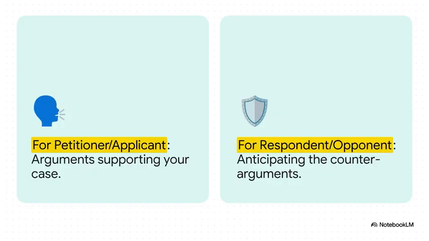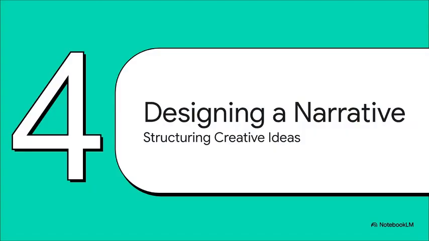It's like a chessboard. It forces you to not only plan your own moves, but to think about your opponent's moves too. By systematically mapping out all the arguments for the other side, you can find the weaknesses in your own case before anyone else does. You're basically red teaming your own work, finding the flaws so you can fix them long before you ever step into the court.